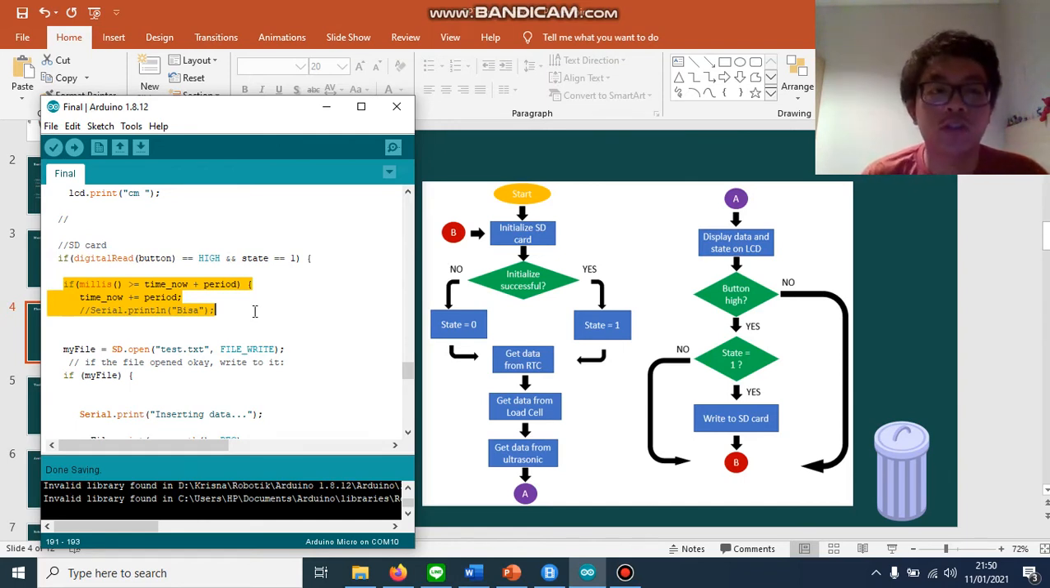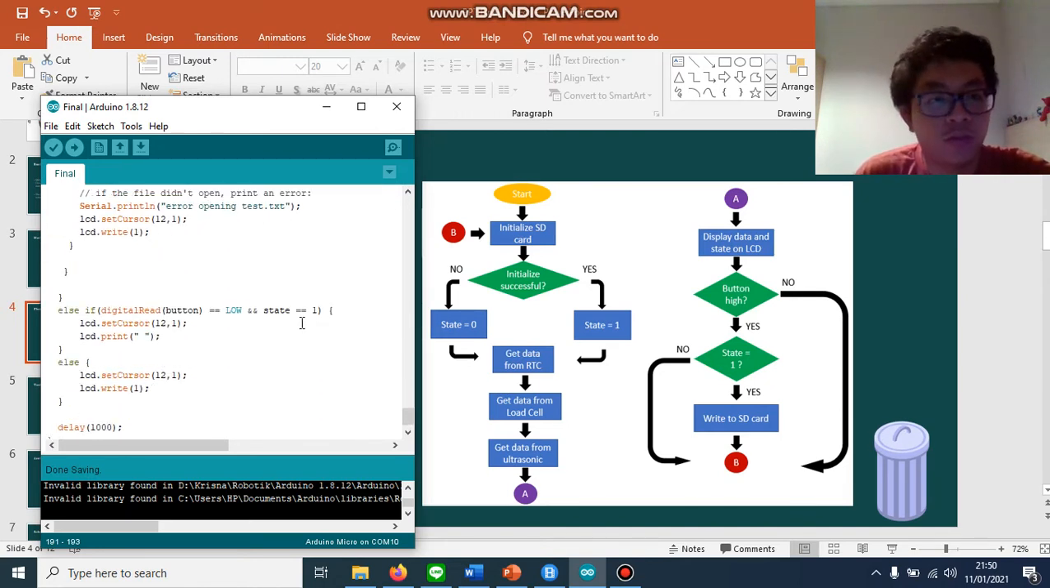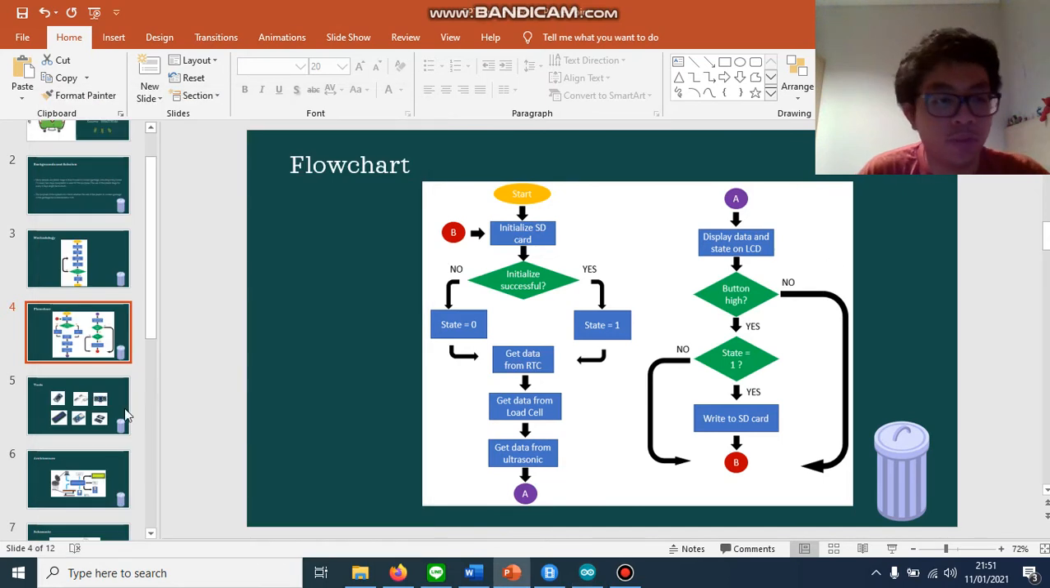for which the Arduino has run. If it is above or equal to 15 seconds, then it will write to the SD card. If no, then it will skip it. So this is the condition if the button is low but the state is 1, and the else condition. And this system will delay 1000 for a more accurate display. So that is the programming part.